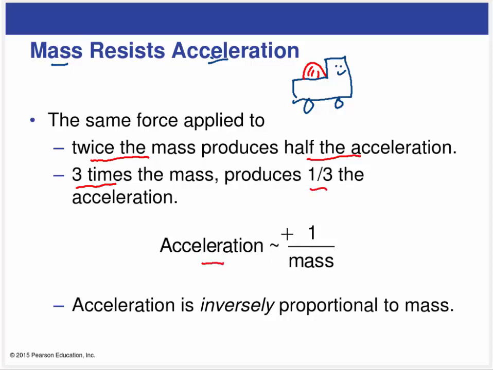So acceleration is going to be inversely proportional to mass. Again, that means proportional to, and this is an inverse. And what this says is, as the mass goes up, then you're dividing by a larger and larger number, so the acceleration is going to go down.